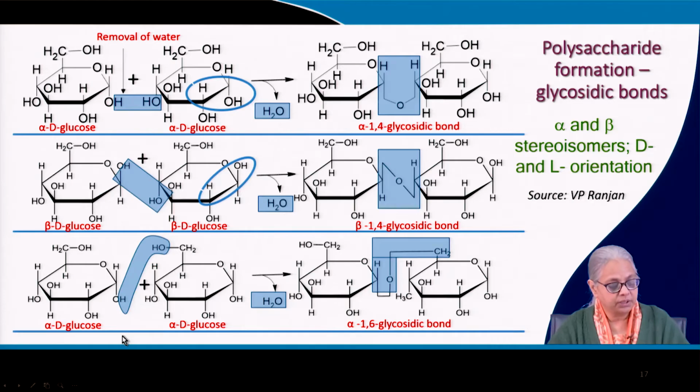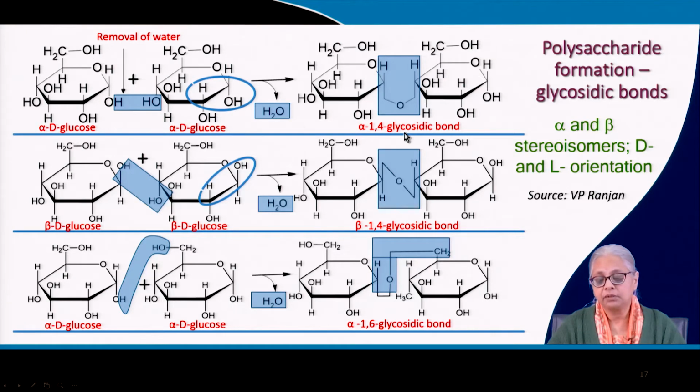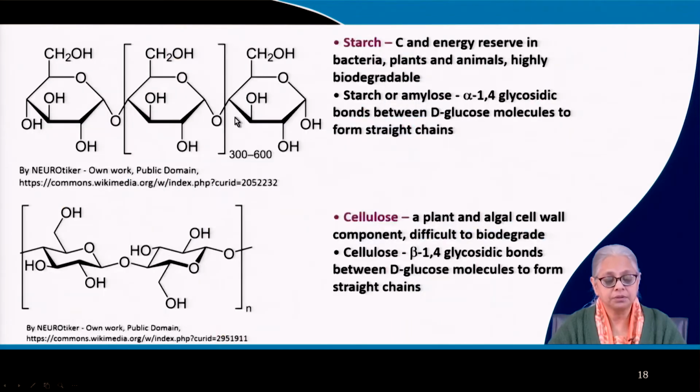And then we have another permutation that is possible. The hydrogen on the C1 position is going to bond with the hydroxyl at the C6 position, and therefore it's called an alpha 1,6 glycosidic bond. What does all this have to do with macromolecules? The first one, the alpha 1,4 glycosidic bond, is what you see over here, starch.